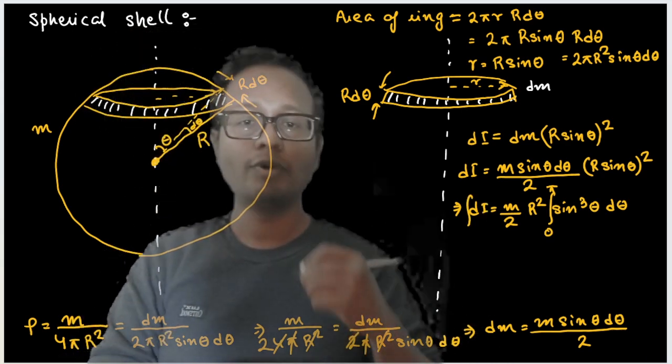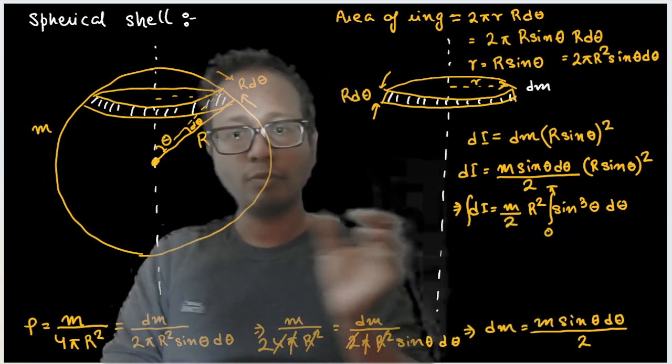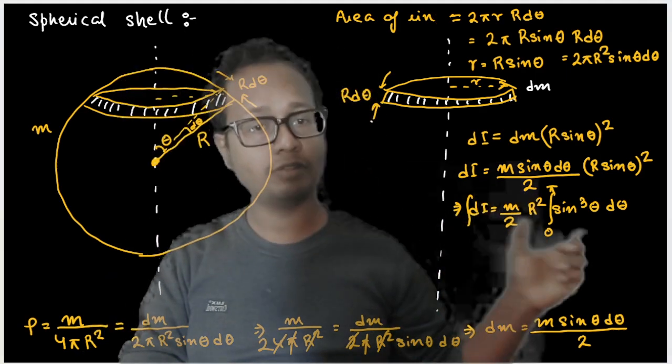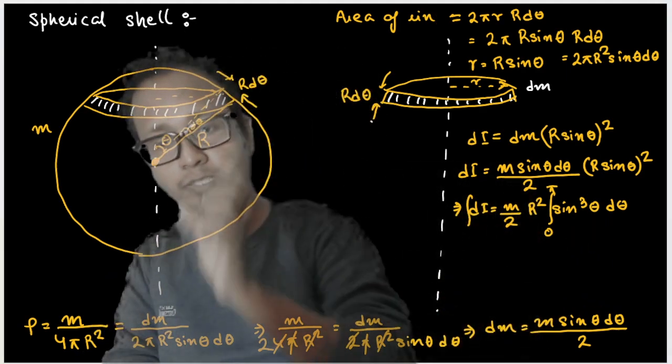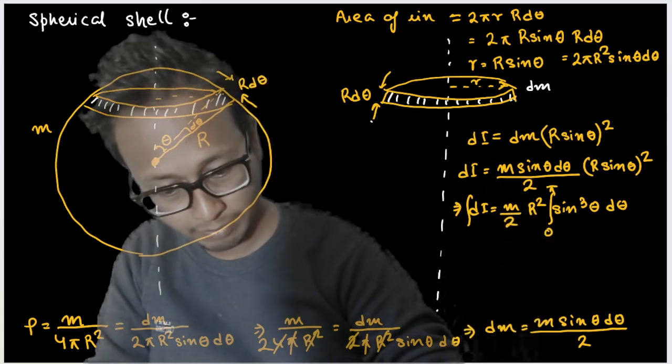Okay, I'll get the entire moment of inertia of this shell. Understood? So if I integrate this parameter, I'll get the moment of inertia of this shell. So if I now just solve this integral, I'll get the moment of inertia of a spherical shell. Now to solve this integral, you need to remember a certain mathematical formula, and that formula is sin 3θ = 3 sin θ - 4 sin³θ.